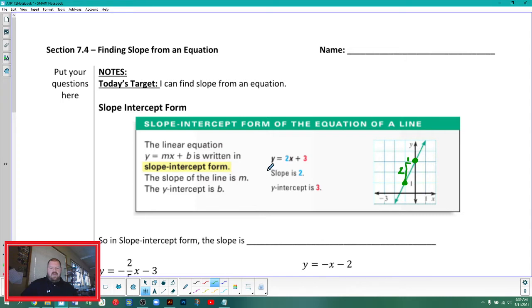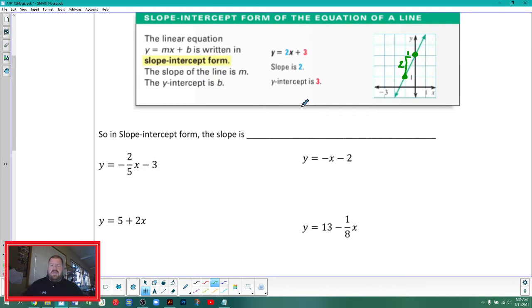So the important thing that we get out of slope-intercept form is that the slope is the number multiplied by x. That is the most important thing when it's in slope-intercept form, when it says y equals mx plus b, or if we can write it in y equals mx plus b.